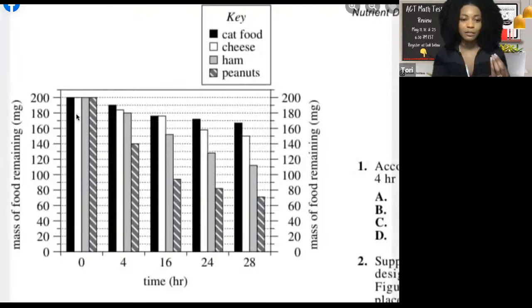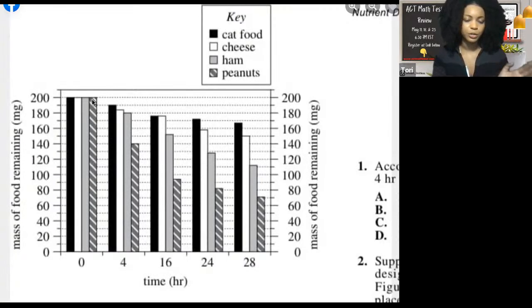And you can look at all of them. You got cheese. How far is it going down? Ham. Okay, and then peanuts. Based on the consumption, right, or based on how much is left over after 28 hours, it appears that this animal is eating more peanuts than anything else. You can see the peanuts are decreasing the fastest over this set of time.